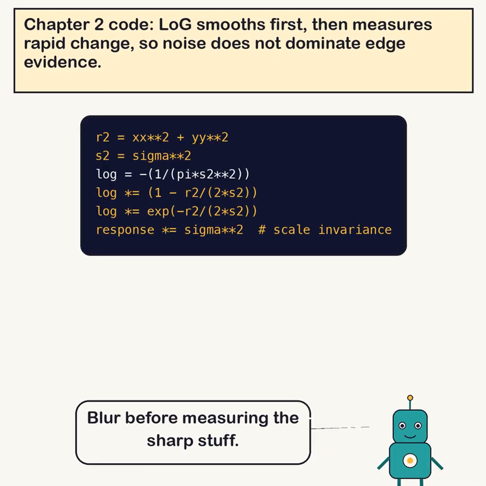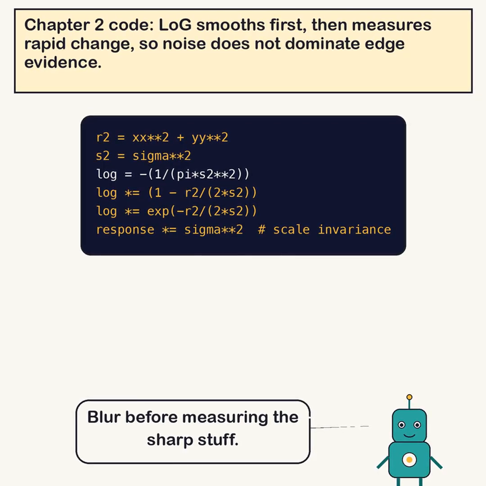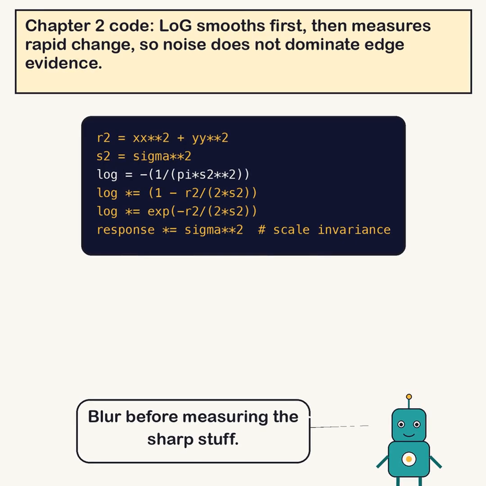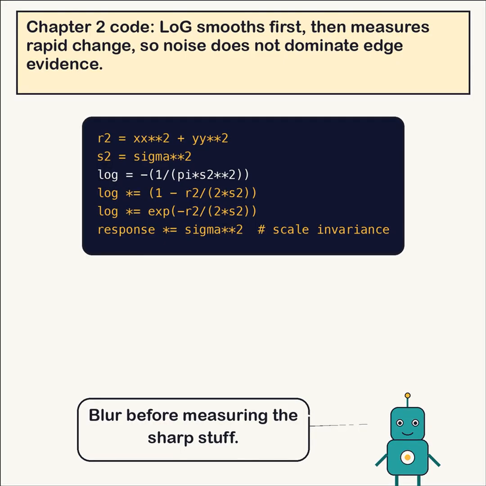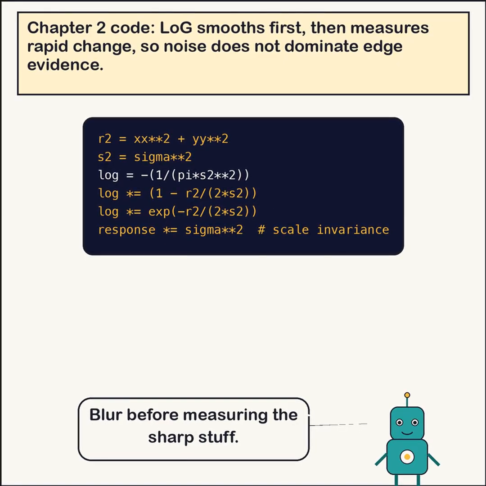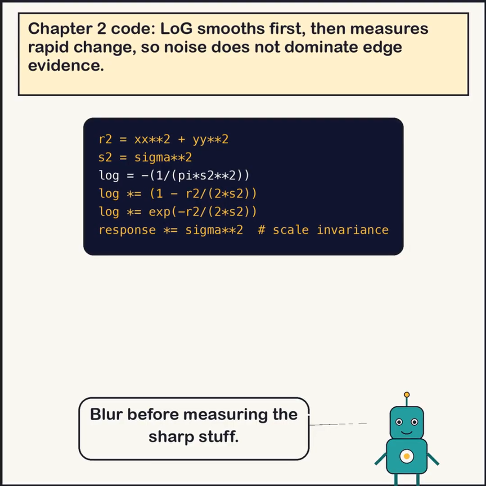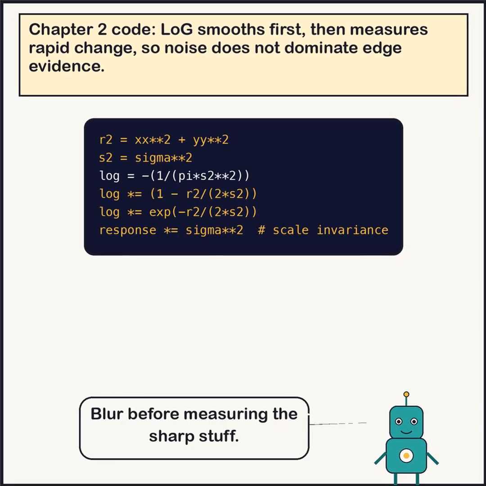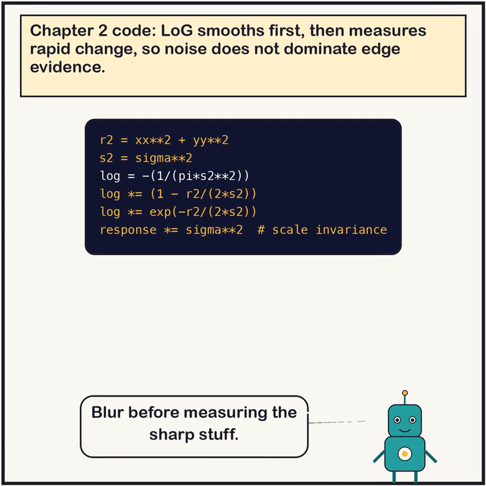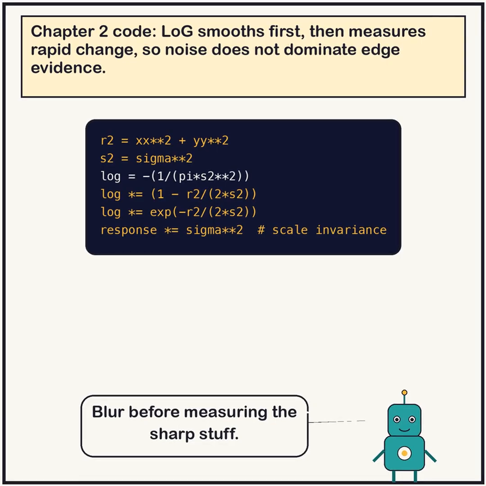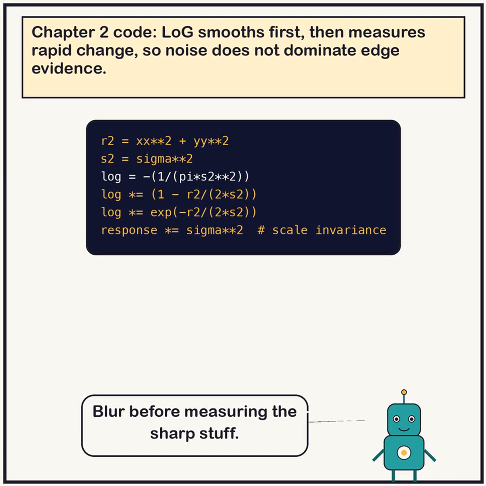Sigma is the lens size. Small sigma catches fine scratches. Large sigma catches broad blobs. The sigma squared normalization is there because bigger lenses naturally dilute the response. Without it, scale would win by accident instead of evidence. Real-world analogy. Laplacian of Gaussian is like wiping dust from a lens before judging which marks are real scratches. Blur before measuring the sharp stuff.